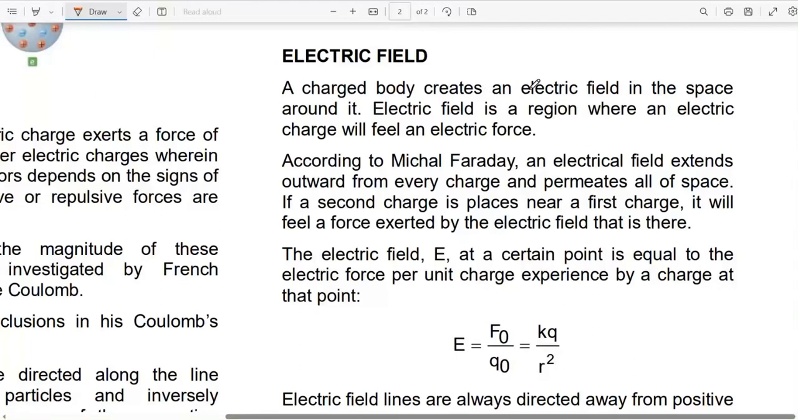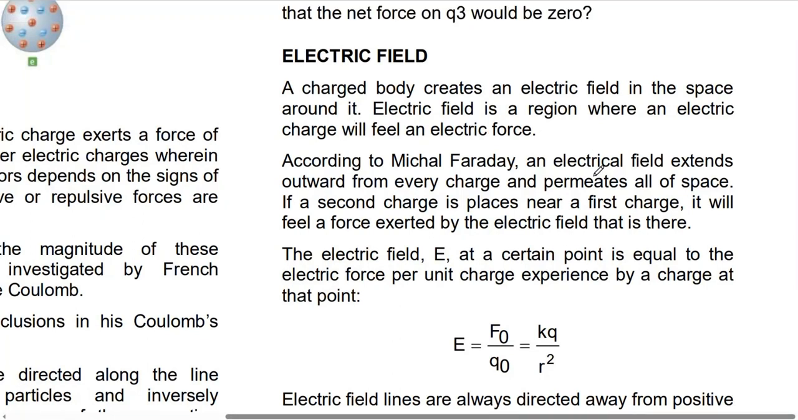creates an electric field in the space around it. Electric field is a region where an electric charge will feel an electric force. According to Michael Faraday, an electric field extends outward from every charge and permeates all of space. If a second charge is placed near a first charge, it will feel a force exerted by the electric field that is there. So supposing we have a charge here, this is Q sub 1, for example.